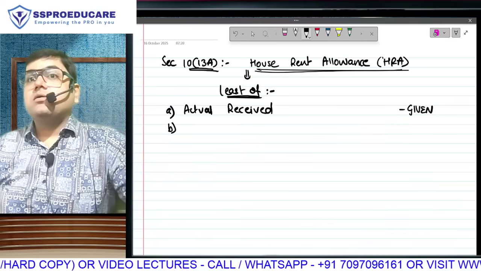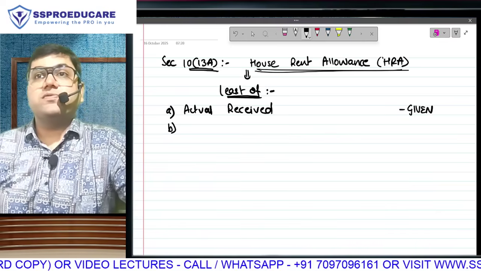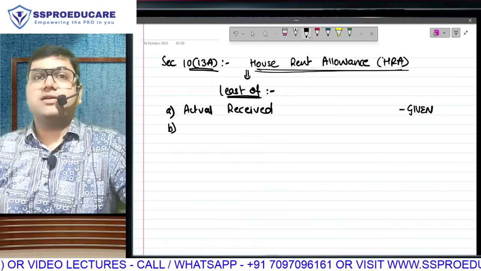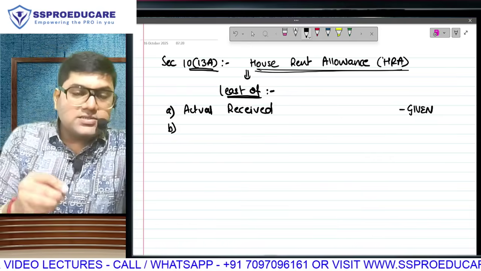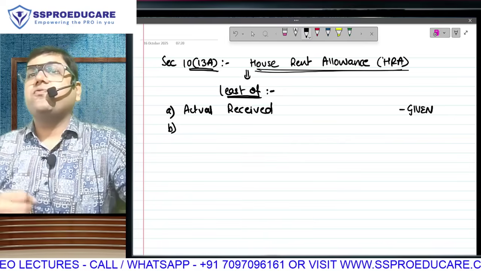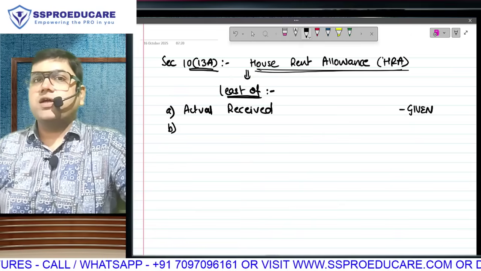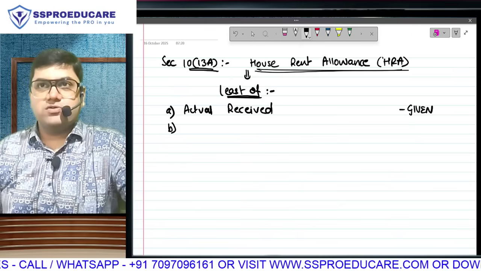Second, no maximum notified, that concept is over. It was only in 4 places: gratuity, leave encashment, VRS, and retrenchment. Second is on the basis of where your house is located. On the basis of the location of your house, your exemption is going to change.